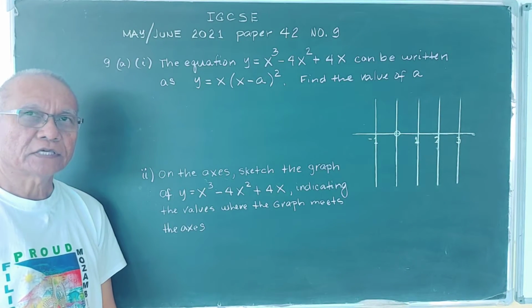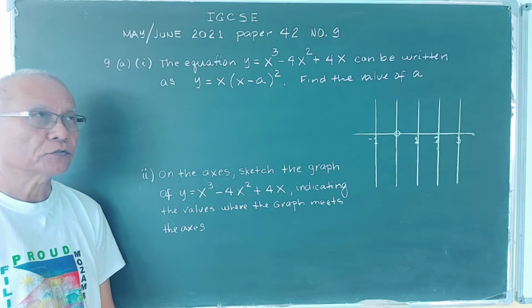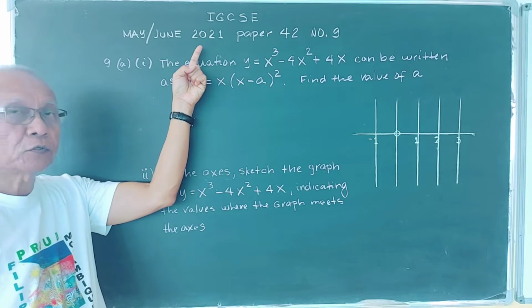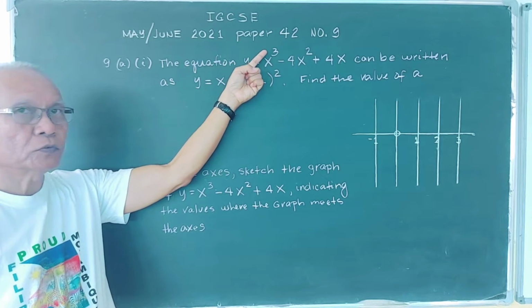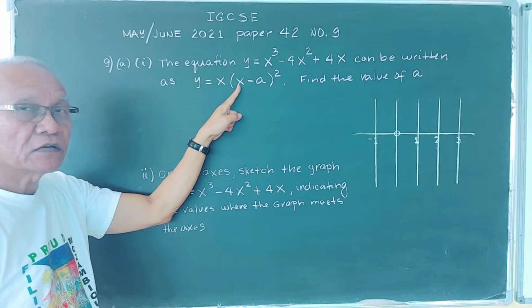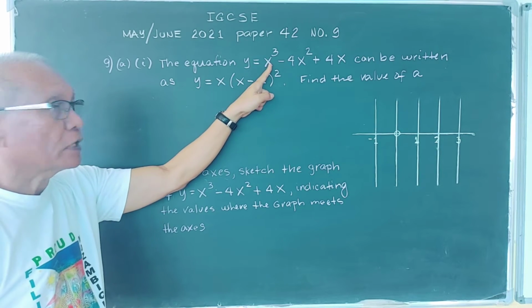Good day, IGCSE students. Today we are going to solve past paper May-June 2021, paper 42, number 9. Because this one is in a factored form, we will factor this one.